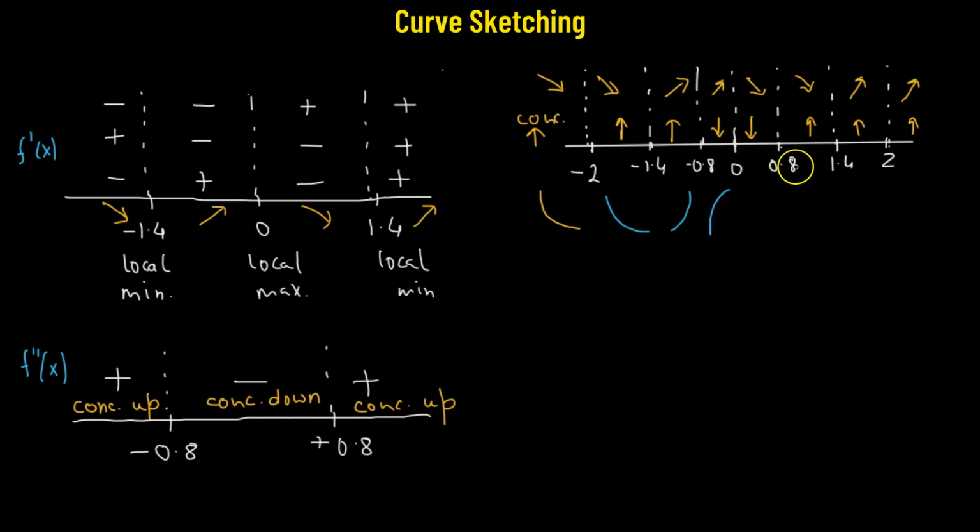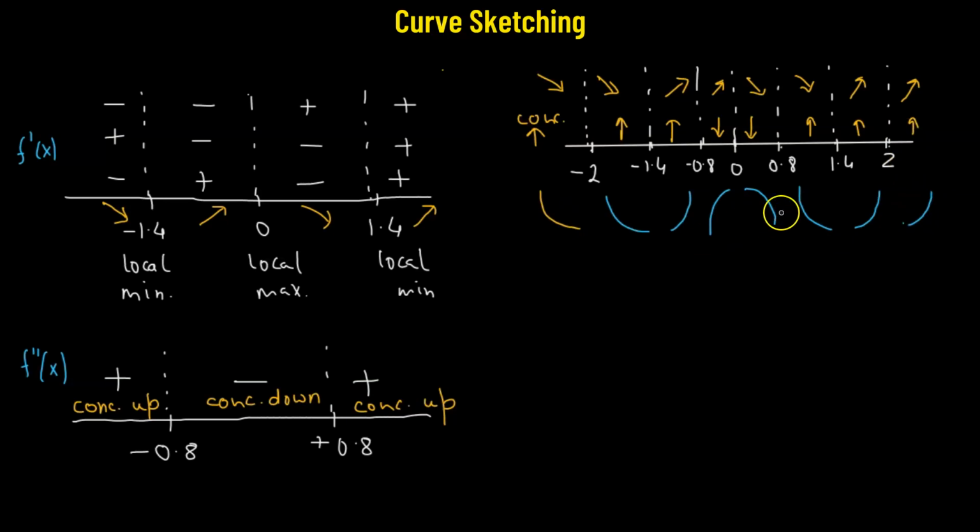For region 0 to 0.8, we have concave downwards, but decreasing. Then between 0.8 to 1.4, we have concave upwards, but the function is decreasing. For region 1.4 to 2, we have concavity upwards, and the function is increasing. And similarly, for values greater than 2, it is increasing.